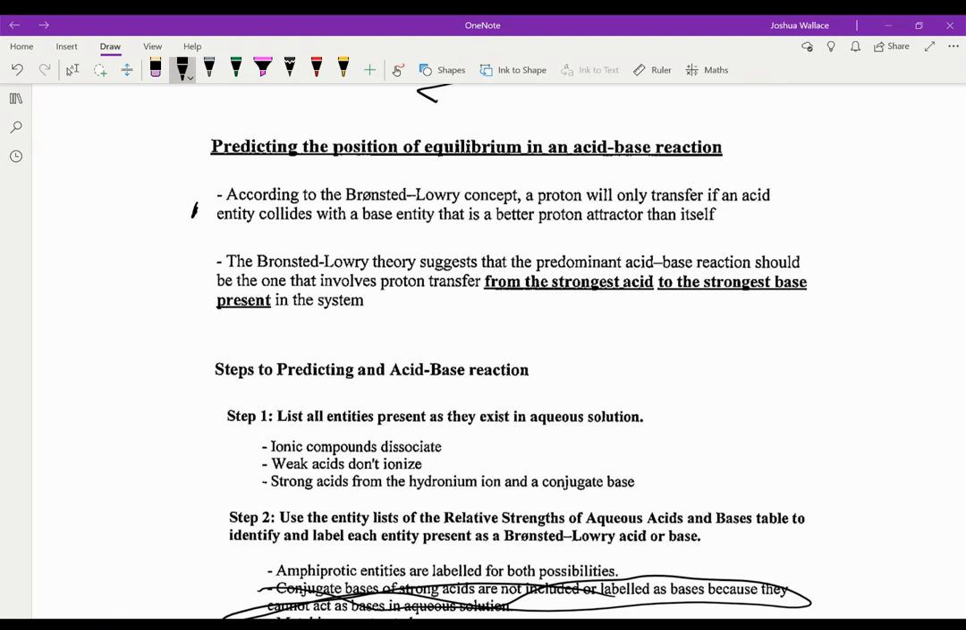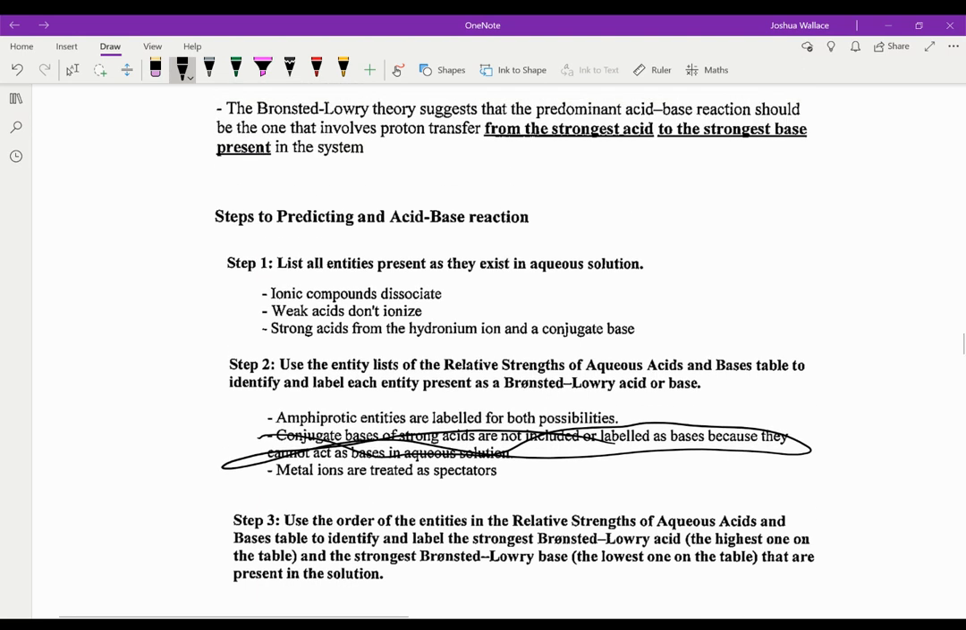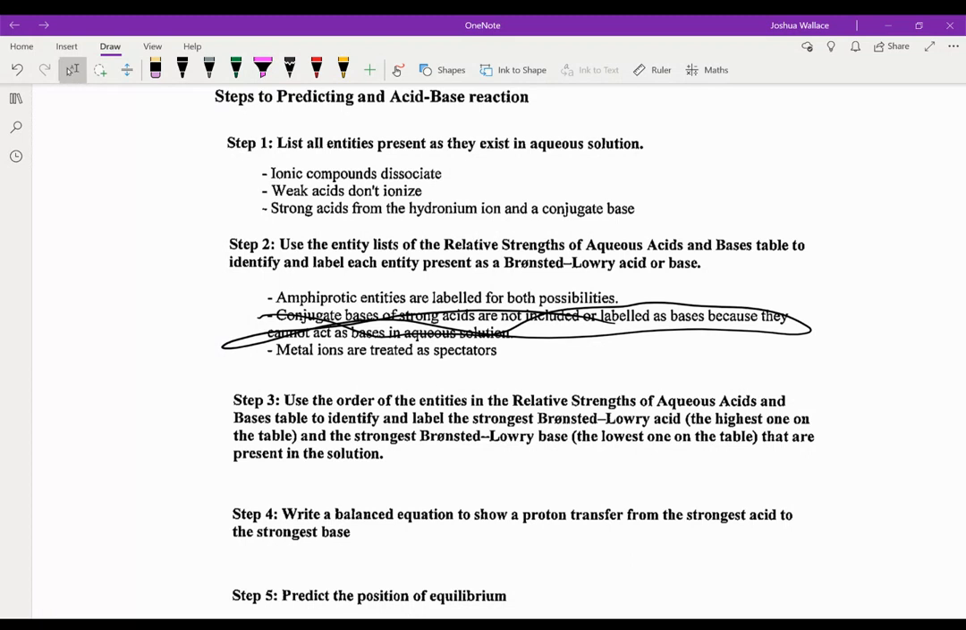So we have a few steps here for predicting an acid-base reaction. Step 1 is listing all our entities present as they exist in aqueous solutions. So ionic compounds dissociate, weak acids don't ionize, strong acids form the hydronium ion and a conjugate base. So if we had something like HNO3, we wouldn't write it as that. We would write it as H3O+ and NO3-.